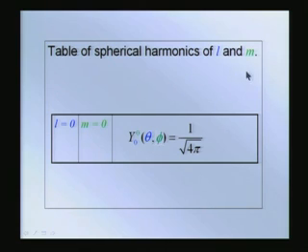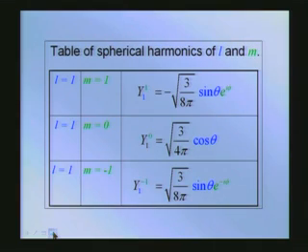We can organize them in the form of a table for a given value of n and for various values of m. It so happens that for l equal to 0 and m equal to 0, this function is actually independent of theta and phi. It is nothing but a constant, and this is a normalization constant, as we will see later. Y_00(theta, phi) is 1 by root 4 pi, independent of theta and phi.